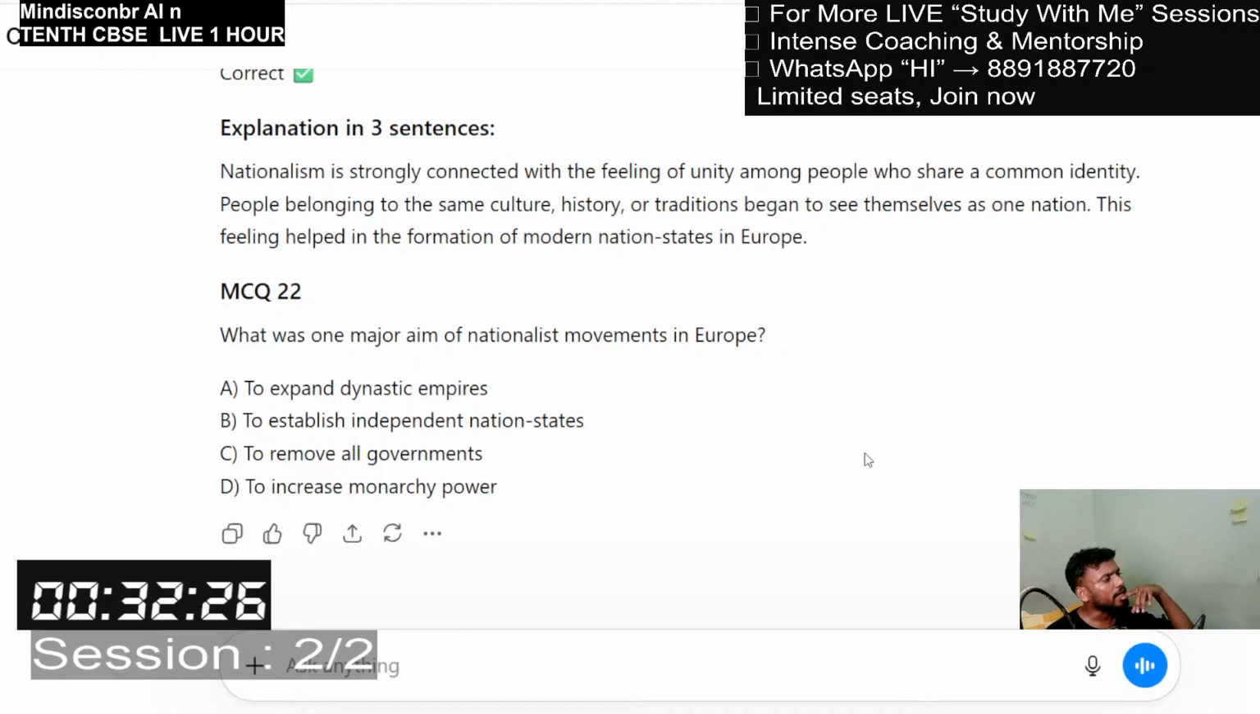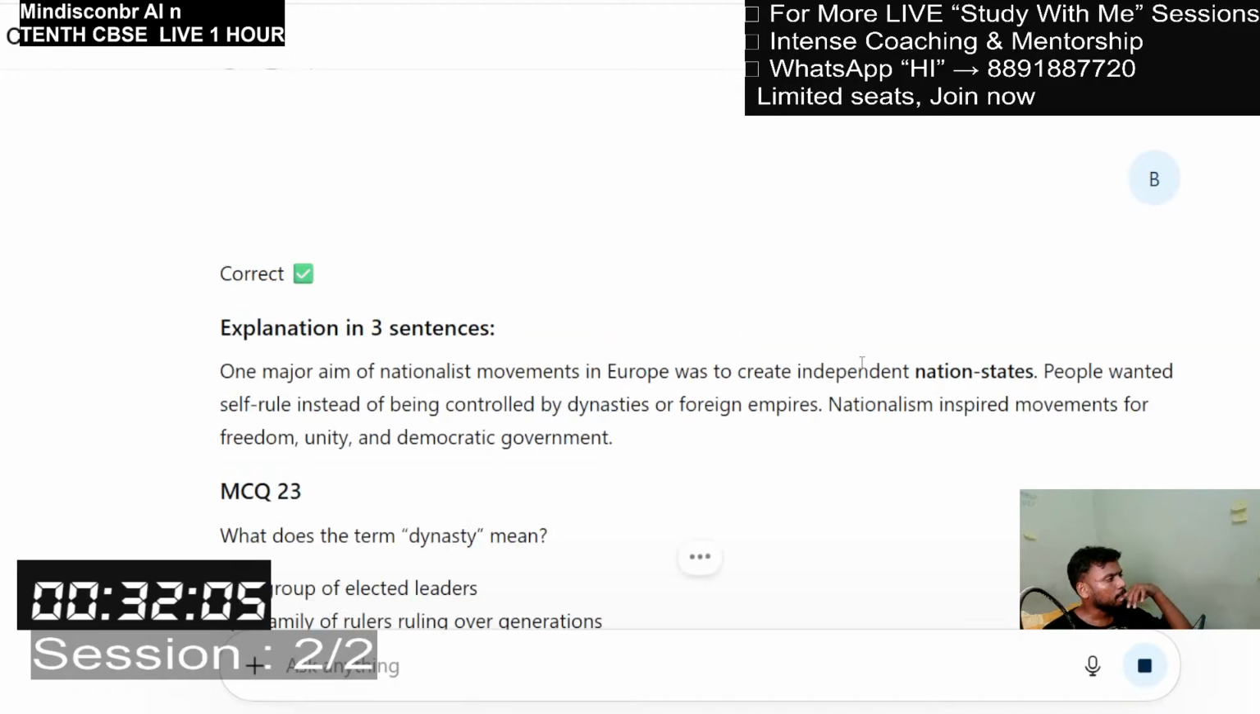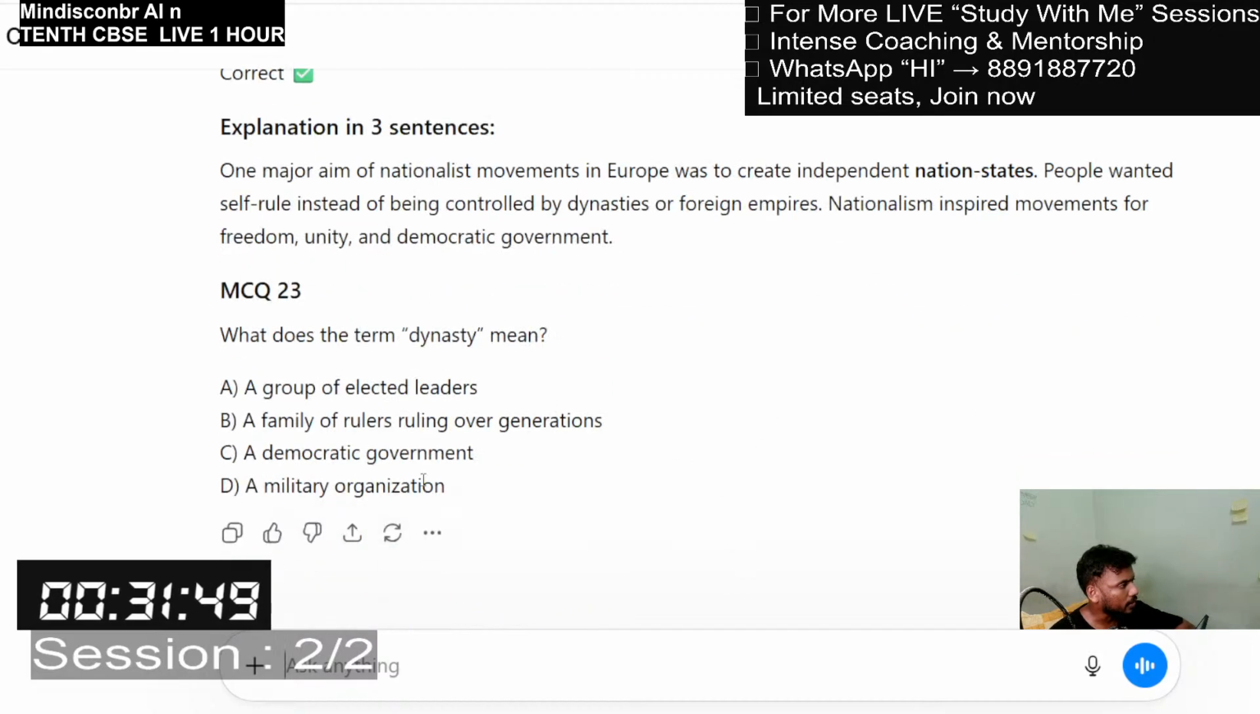What was one major aim of nationalist movements in Europe? To expand dynastic empires? No. To establish independent nation states? Yes. To remove all governments? No. To increase monarchy power? No. B. One major aim of nationalist movements in Europe was to create independent nation states. People wanted self-rule instead of being controlled by dynasties or foreign empires. Nationalism inspired movements for freedom, unity, and democratic government.